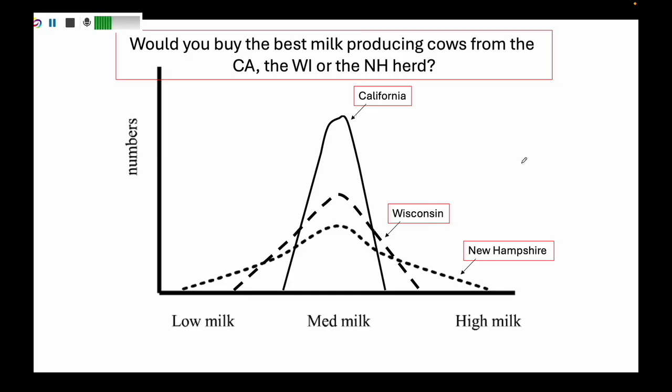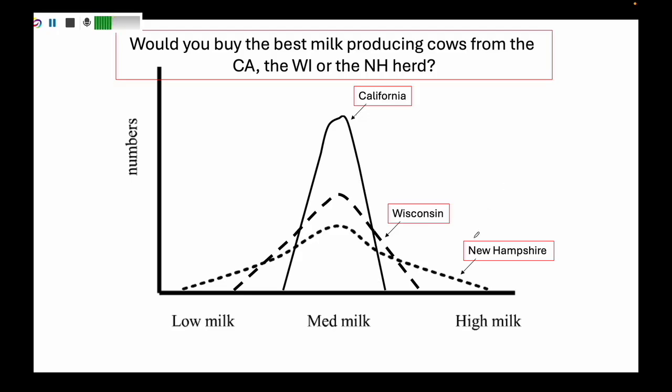If you know which cattle are producing the most, because you have access to the records, are you going to buy the best cattle from New Hampshire, the best from Wisconsin, or the best from California? And what's interesting to me when I pose this question to my students is that I get a variety of answers and a variety of justifications.